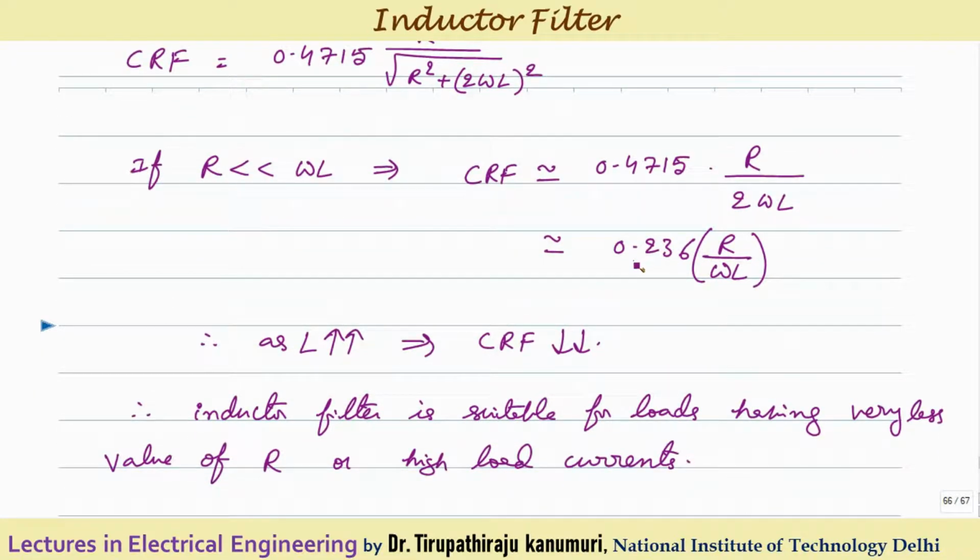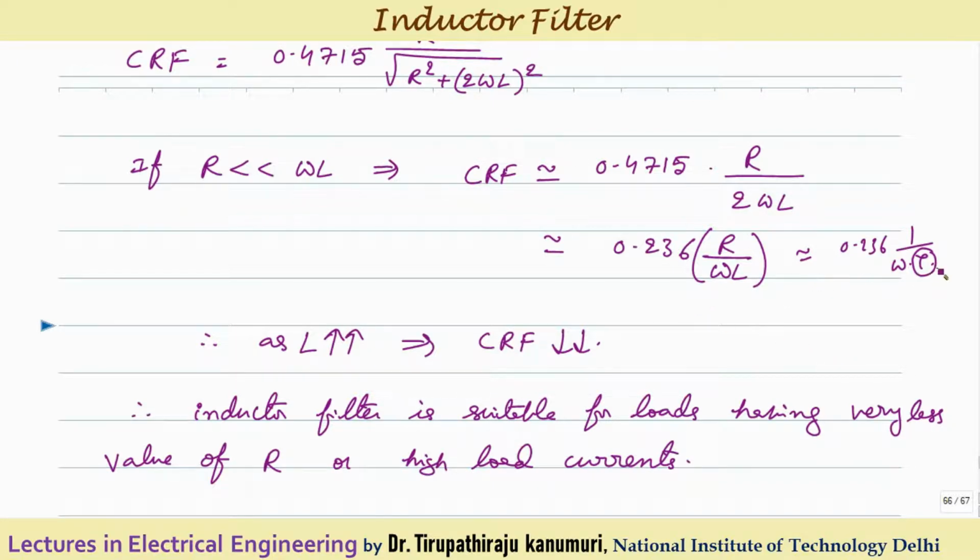From this we can tell the ripple factor is 0.236 into R by omega L, or this I can write as 0.236 into 1 divided by omega into tau, because tau is equal to L by R, the time constant of this RL series circuit. This is already known. So we can tell that it depends on the time constant of your circuit.